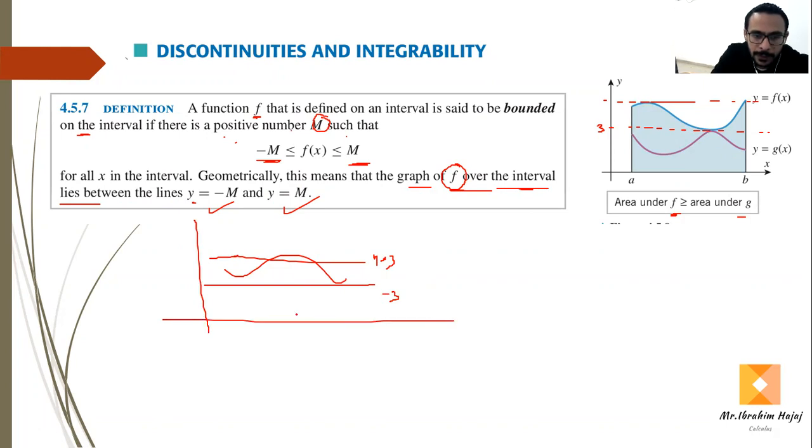And I explained it on the right. The area under f is greater than or equal to the area always under g. Yes.